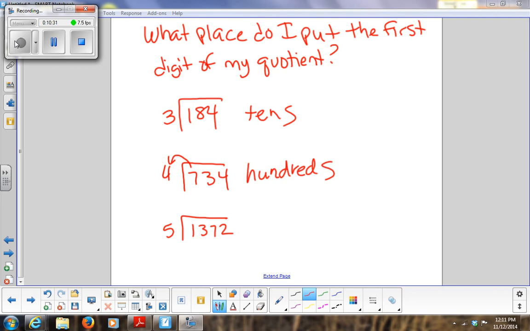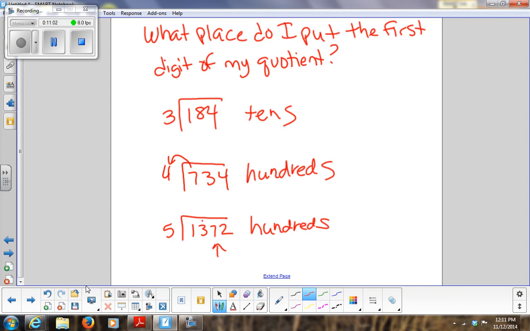Okay, I see about 5 correct answers. Okay, this right here is the tens place. You skipped over the hundreds place. And of course it can't go into the thousands place. So the answer is the hundreds place. Why? Okay. Why the tens place? Somebody explain to me the tens place.